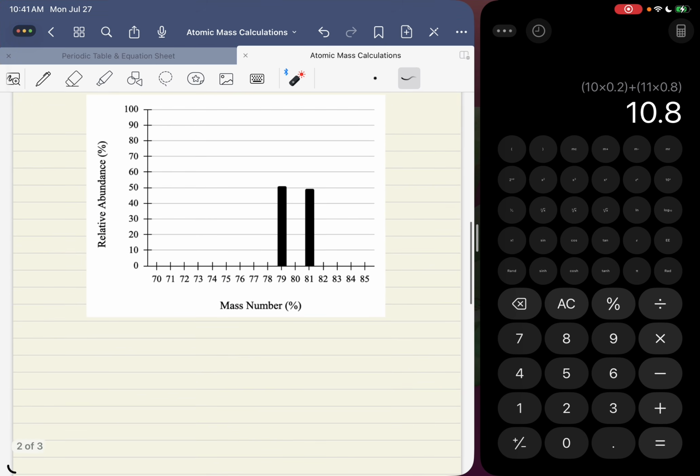Okay, let's do another example. Here I have another example. We're going to do the same thing. There's two isotopes, because we have two peaks. So we're going to take their mass times their abundance. The mass of the first one is 79.